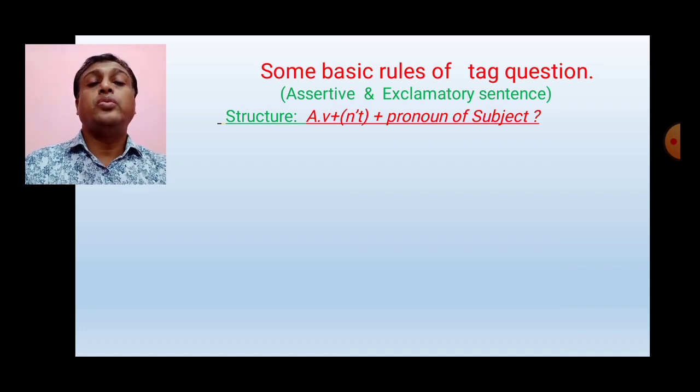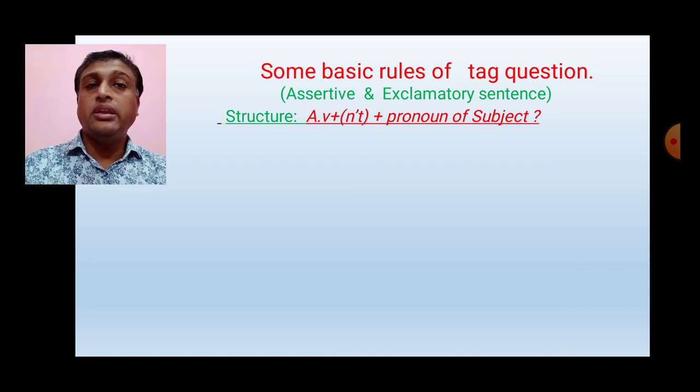At first, we have to write the auxiliary verb. Then we will write not. Not may be used here or may not be used here. Then we will write the pronoun of the subject.